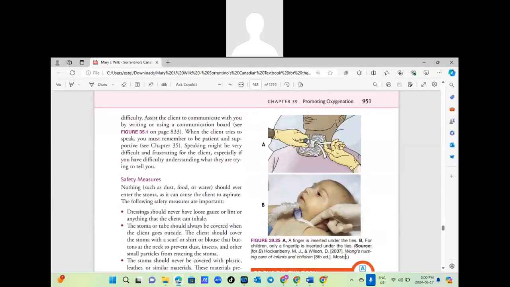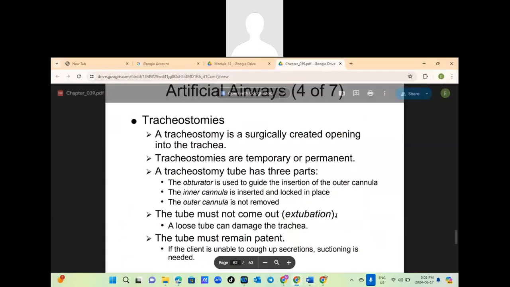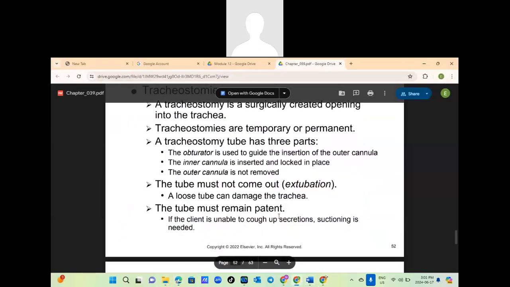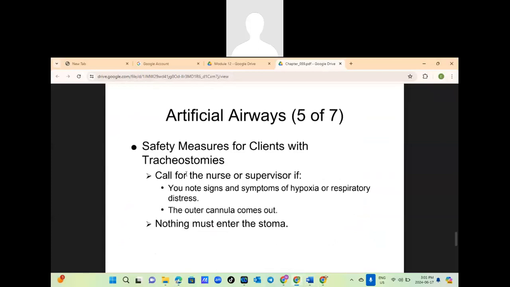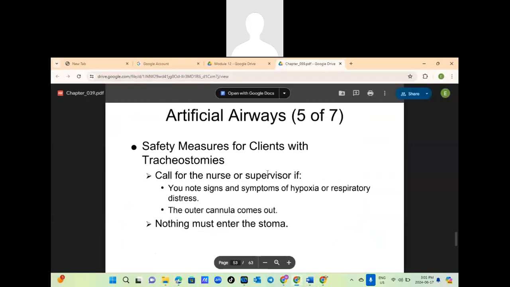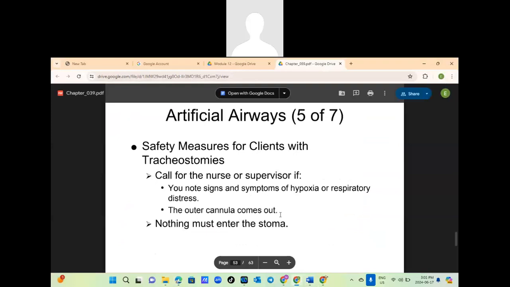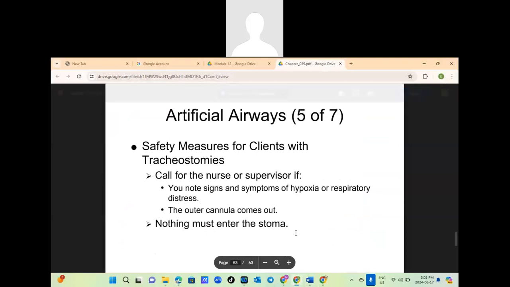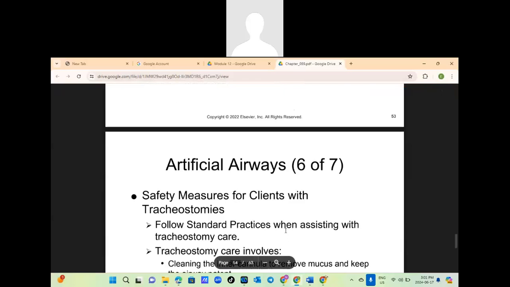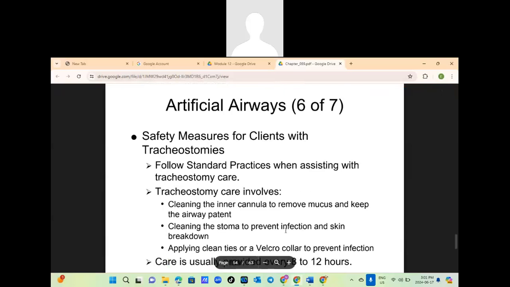All right. So where are we now? Okay, we have that one. The tube must remain patent. So safety measures for clients with a tracheostomy, we read that one, right? If there are signs and symptoms of hypoxia or respiratory distress, or the outer cannula comes out or is loose, you have to call your supervisor. Nothing must enter the stoma. Nothing, only air.